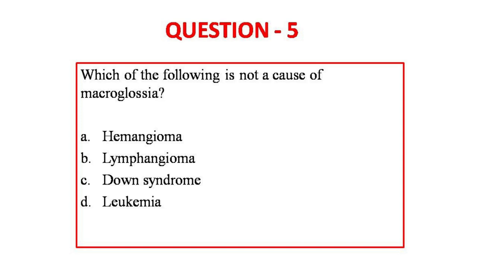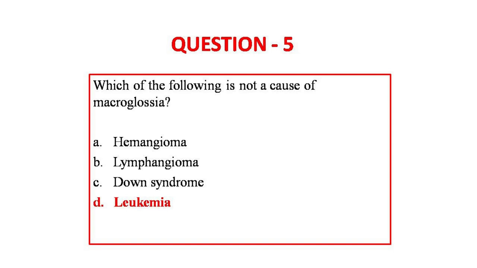So moving on to question number 5. Which of the following is not a cause of macroglossia? They've given 4 options: hemangioma, lymphangioma, Down syndrome, and leukemia. The answer to this question is leukemia.